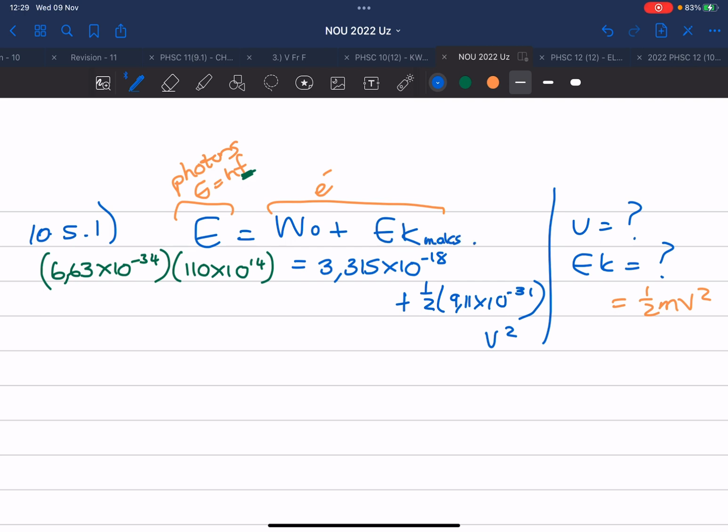Jy vra vir my verkeerd. Hoe lyk dit op jou datavel? Dit is daar staan max. Then you have to write So max. Jy kan letterlik dit verkeerd kry.